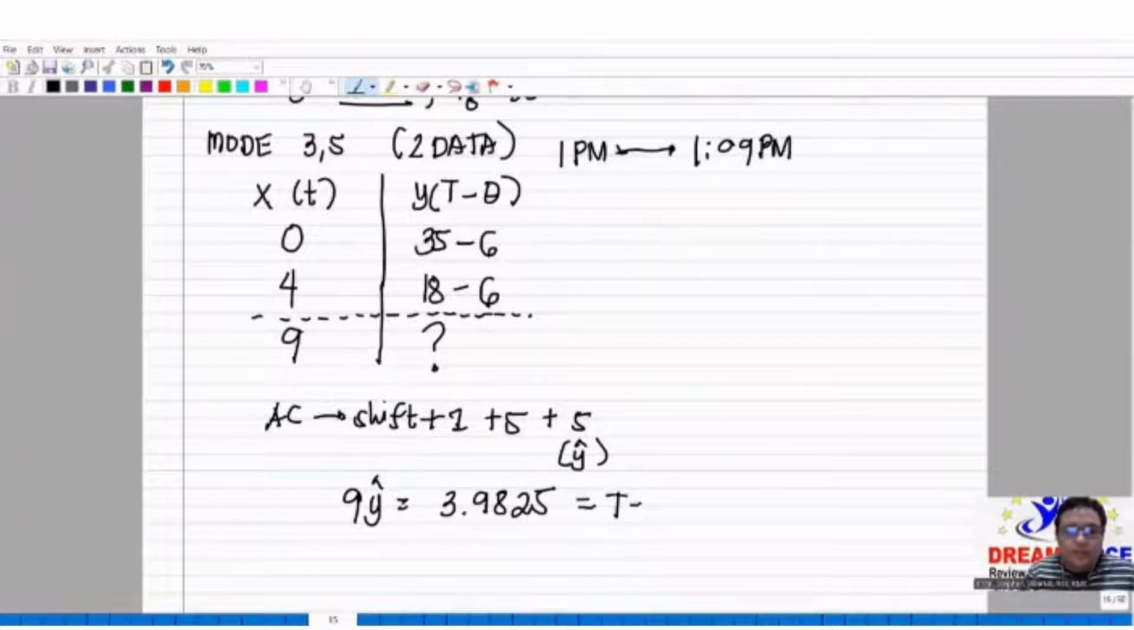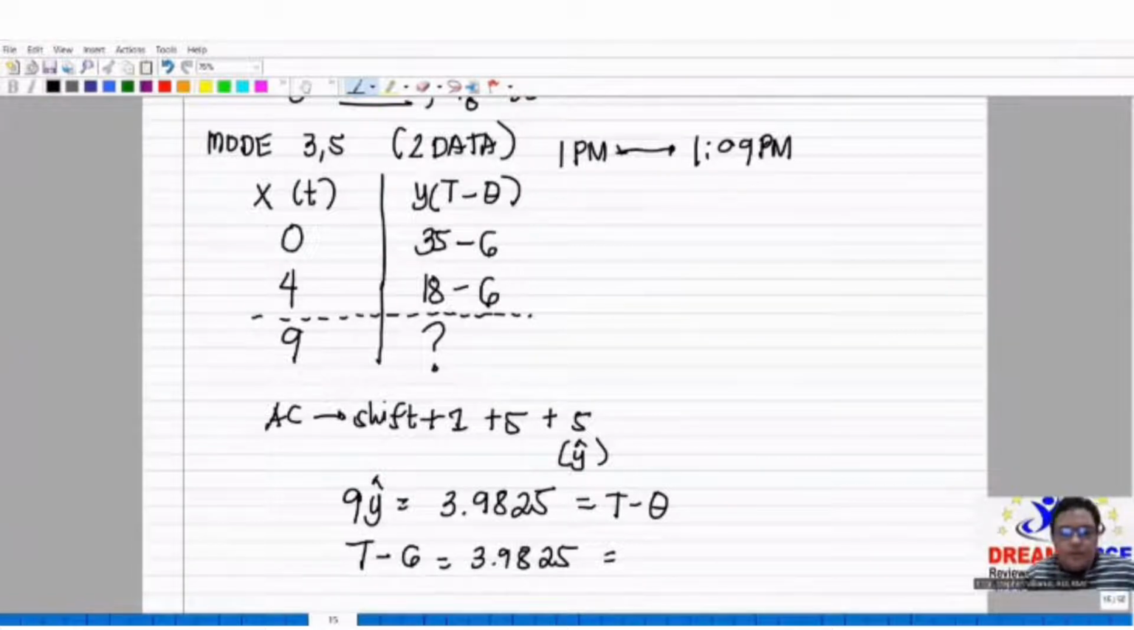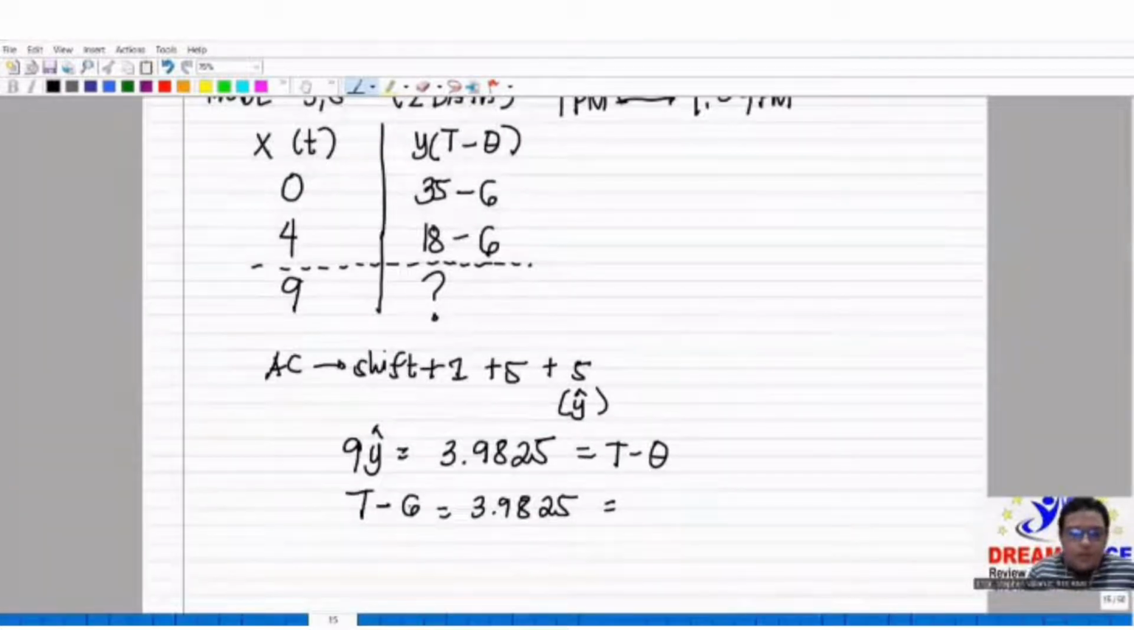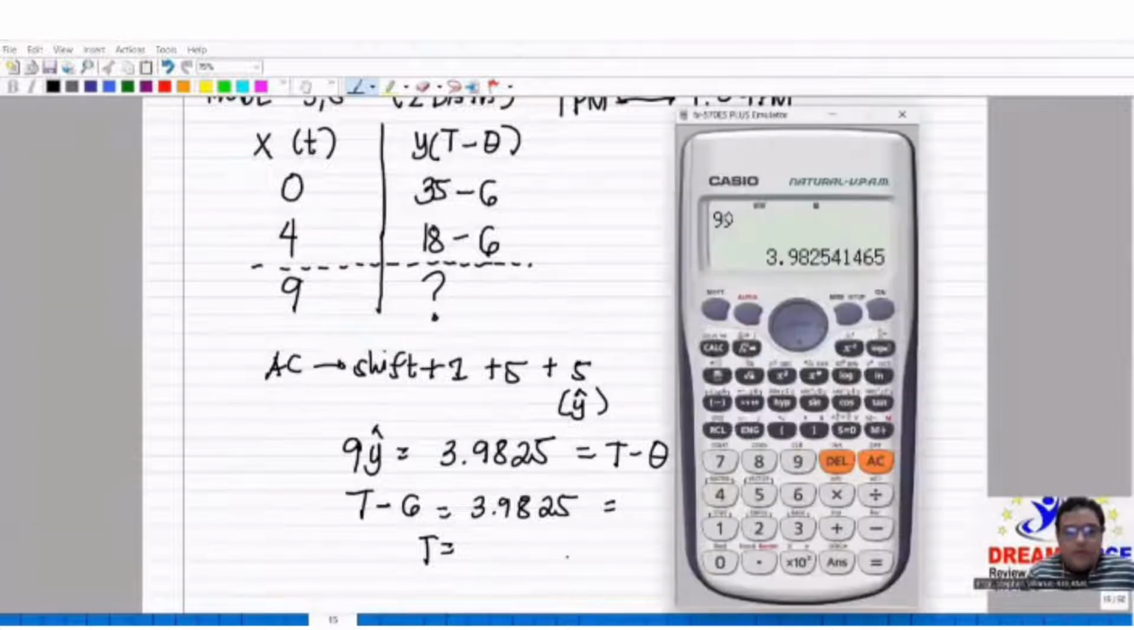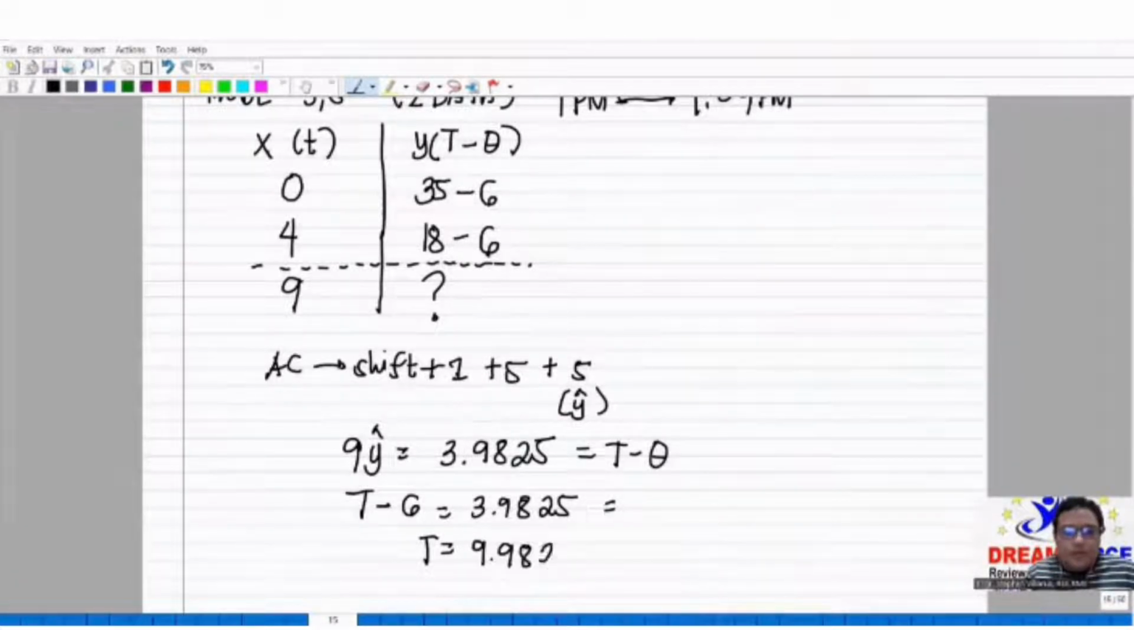Okay? So, kunin natin yung pinaka-actual temperature niya by equating this to T minus theta wherein theta is 6. So, T minus 6 is equal to 3.9825 which is equal to what? Okay, ano yung T natin? That is plus 6 lang. So, that is 9.9825. Okay, so this is at 1:09 p.m.